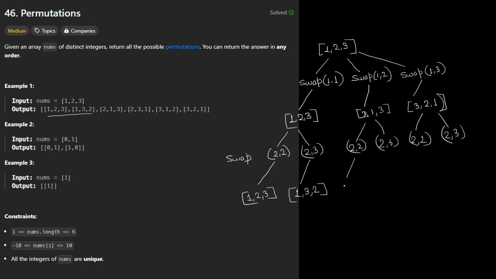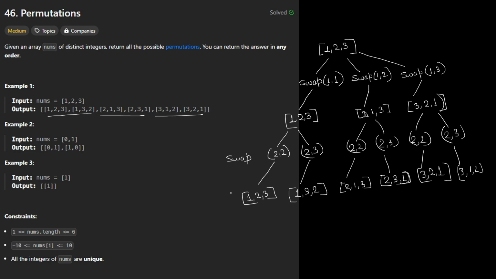Now again on 2 and 2, the output I'm going to get is 2, 1, 3 and 2, 3, 1. So these two values I also record. Now I'm going to get 3, 2 and 1, and in this case it would be 3, 1 and 2. So I'm going to get these two values also.